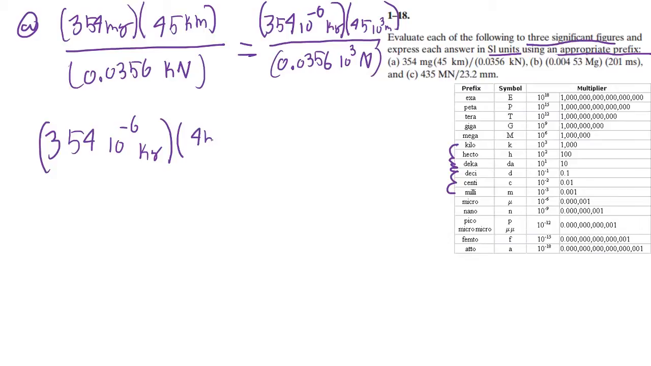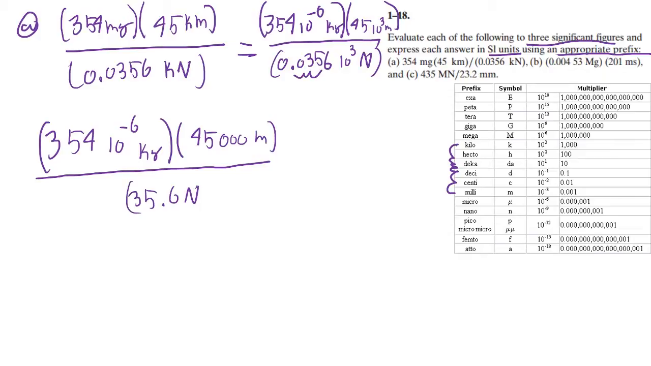Then we have our 45. And then let's just tack on those 3 zeros from the 10 to the positive third meters. We can move this over 3 spots because it's 10 to the third, same as multiplying by 1,000. So 1, 2, 3, the number gets larger. So 35.6 newtons. And you can see already this is going to come out very nicely.